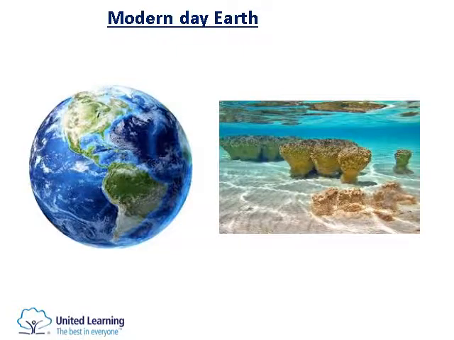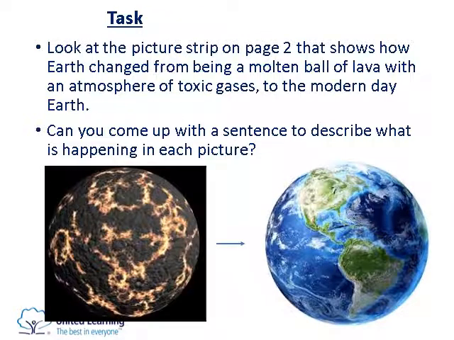So when we're talking about modern day Earth, we need to think about the fact that now, obviously, it looks a lot different, but why is that? If you look at the picture strip on page 2 of your booklet, it shows how the Earth has changed from being a molten bowl of lava with toxic gases, so a lot of carbon dioxide and a lot of ammonia, to the modern day Earth.